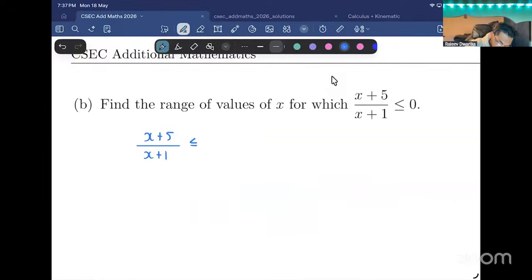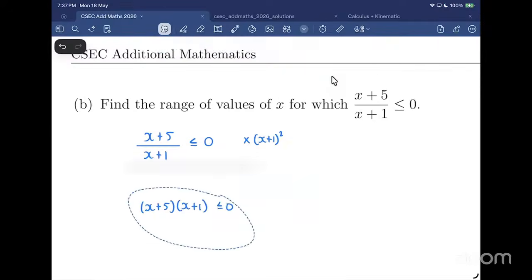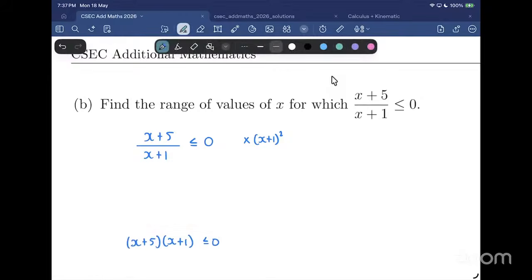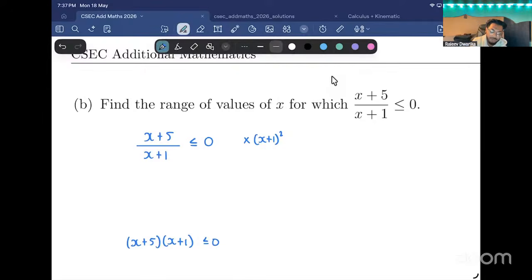All right, so to work this question, we're going to multiply throughout by x plus 1 squared. But you guys should know the shortcut, right? The shortcut for this is you know that you're going to get x plus 5 by x plus 1 is less than or equal to 0. You could solve for the numerator and denominator to find the critical values, yeah, but here is the full working.